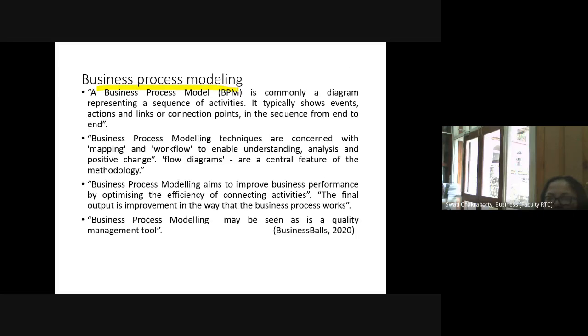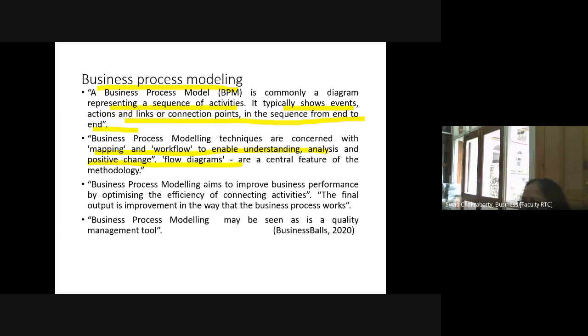The next tool that we have is business process modeling. It's basically a diagram which represents a sequence of activities. It shows events, actions, links, or connection points in a sequence which goes from one end to another. It's concerned with the mapping of the workflow to help us in understanding, analysis, and positive change, using flow diagrams. So these are the things involved in business process modeling.